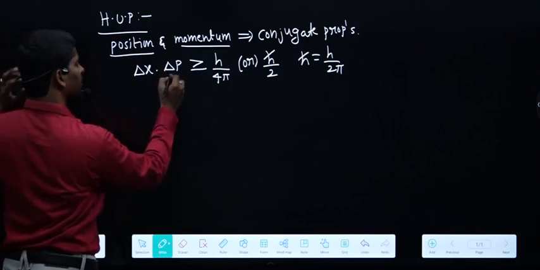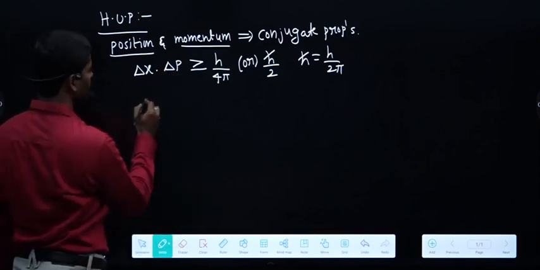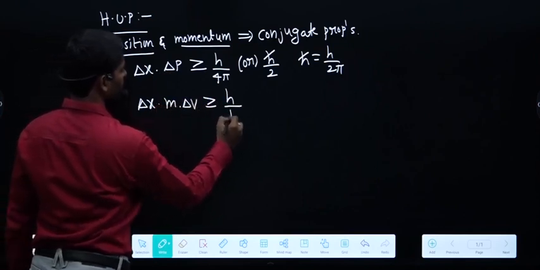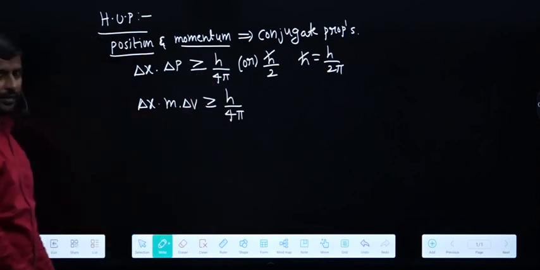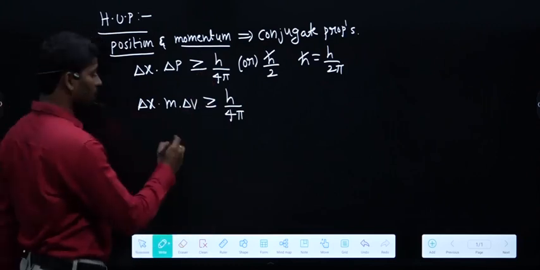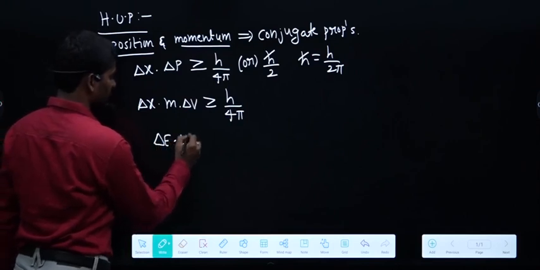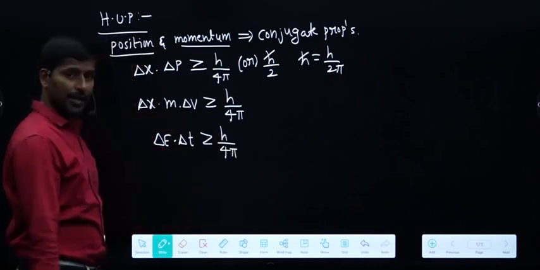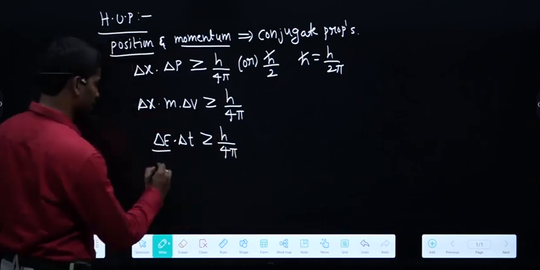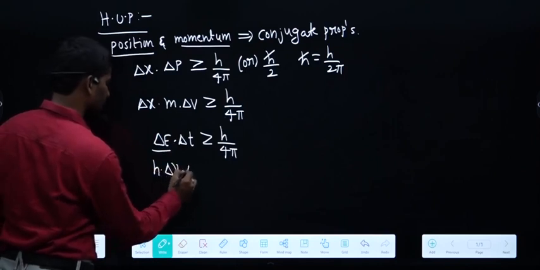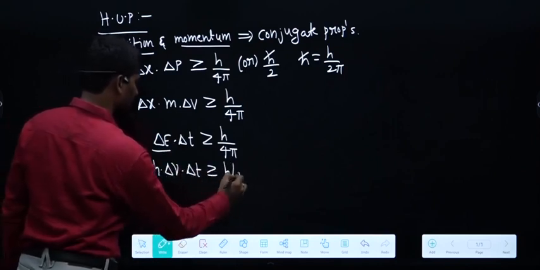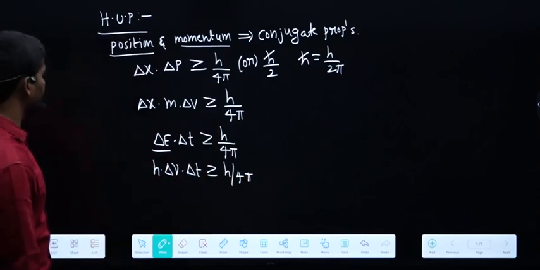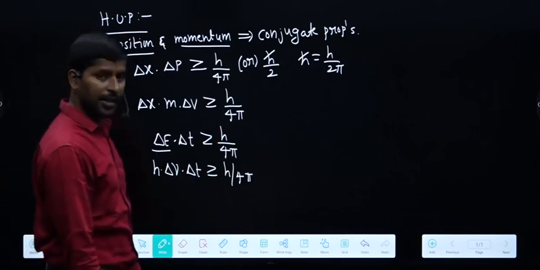Momentum we can write as m into v, so delta p we can write as m into delta v, where delta v is uncertainty in the velocity. And energy and time are also conjugate properties. Similar to position and momentum, we get delta E into delta t greater than or equal to h by 4 pi. We know E is equal to h nu, so h into delta nu into delta t is greater than or equal to h by 4 pi. Energy and time are also said to be conjugate properties. This is Heisenberg uncertainty principle.